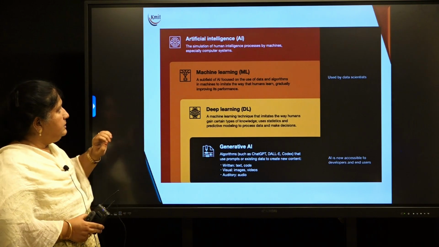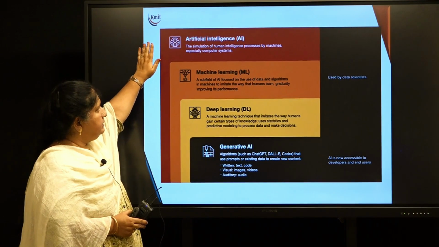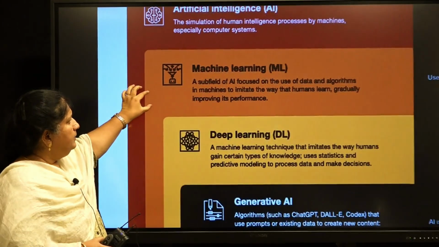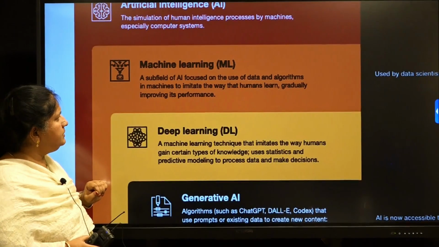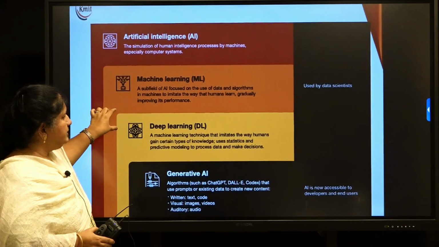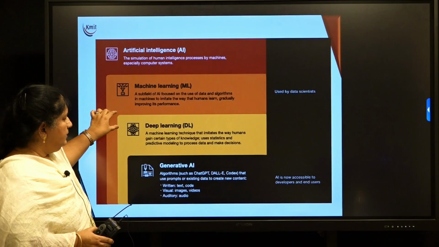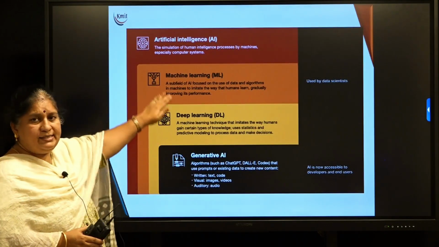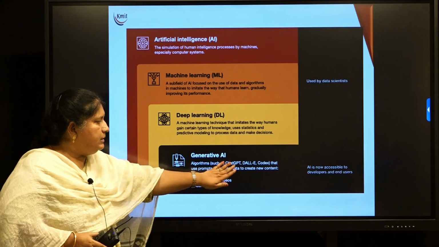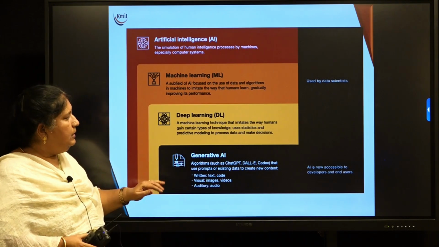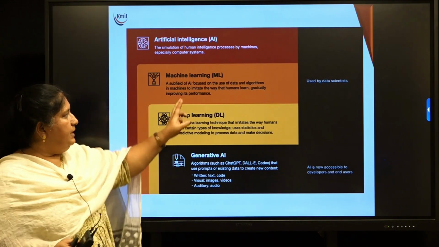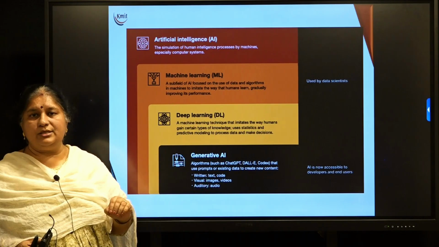If you just see this diagram, we started with artificial intelligence, that is the traditional AI. Then we were looking at machine learning, which was focusing on data and algorithms. Then deep learning, which was trying to use statistics and predictive modelings. Up to this, they were helping us to take some decisions. Whereas generative AI is trying to create new content. This is the difference. With this, artificial intelligence has stepped into everybody's life, whereas all these things were stopping at researchers' doorstep.